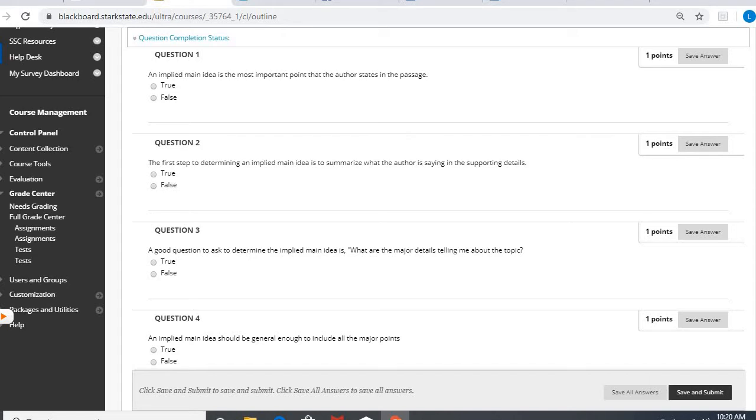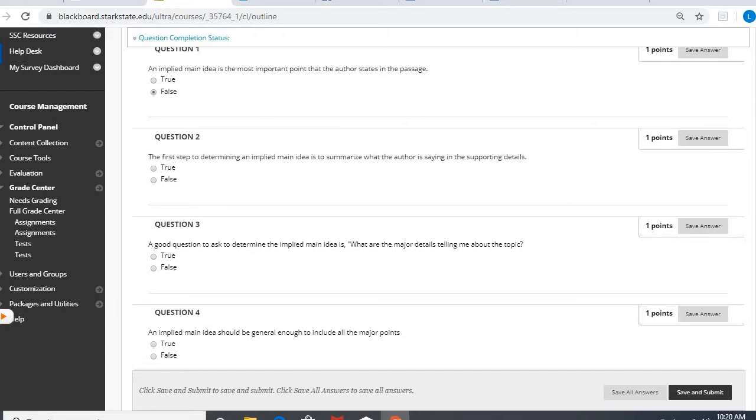So question 1, an implied main idea is the most important point that the author states in the passage. Now we're almost okay there. However, that word right there throws it off. An implied main idea is not stated. It is implied, which means it's not in there anywhere. So that is false, because we have to put it into our own words.